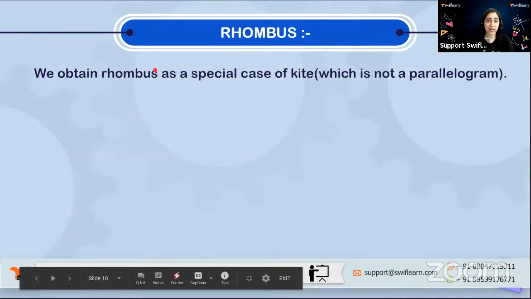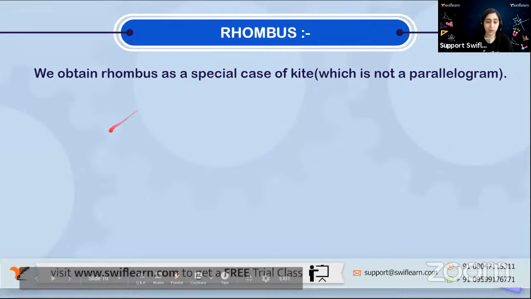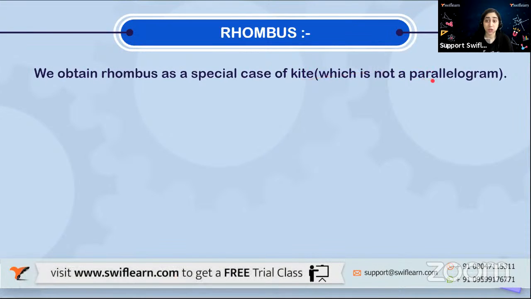Okay, let's start with today's topic. What do we mean by rhombus? What is a rhombus? We obtain a rhombus as a special case of a kite, which is not a parallelogram. See, a rhombus is a special case like a kite. What is a kite? We have already studied that two adjacent sides are equal. So the top two and the bottom two, like a kite, both sides are equal, right?